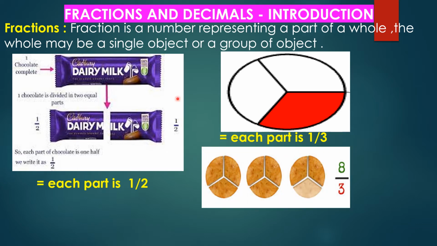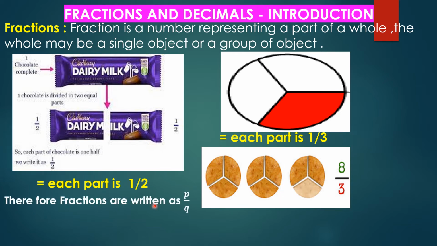And now let us understand the definition of the fraction by taking a group of objects. Here, how many objects are there? Here we have 3 objects, that is 3 pizzas, and each pizza is divided into 3 equal parts. So how many pieces are available? Totally 8 parts are available. Here 3 plus 3 is 6, 6 plus 2 is 8. So totally 8 pieces are available out of 3 pieces. Therefore this is represented as 8 by 3.